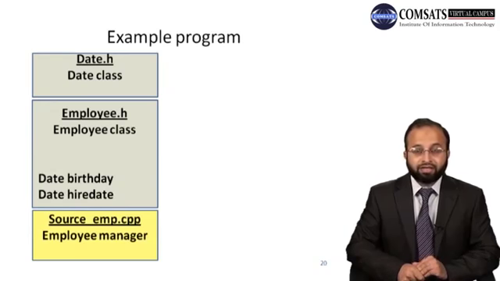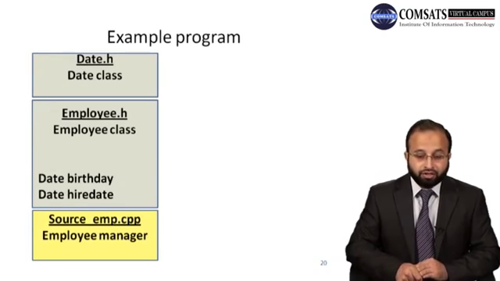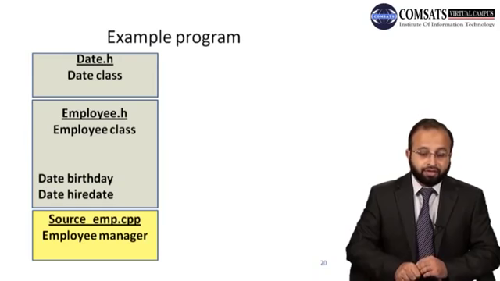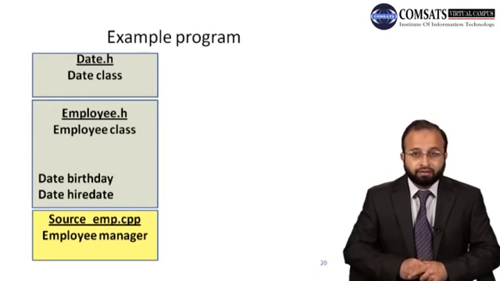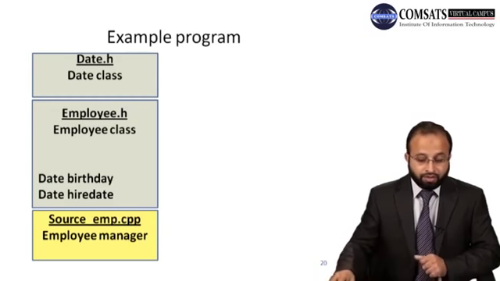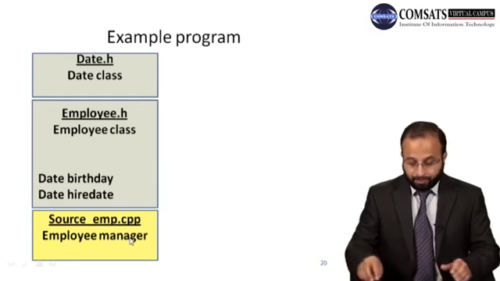So date.h contains the definition of the date class, employee.h contains the definition of the employee class, and within that definition, it has the two objects of the date class. And then we have the source file, that is emp.cpp, and here we create an object of employee class, and the name of the object is manager, right?